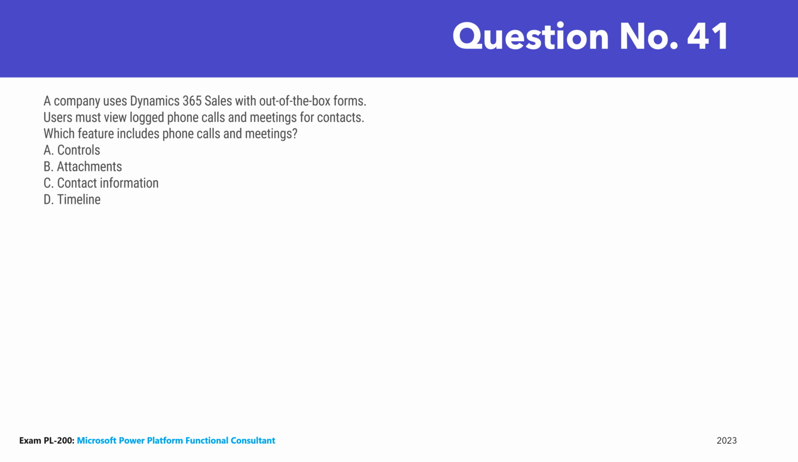A company uses Dynamics 365 Sales with out-of-the-box forms. Users must view logged phone calls and meetings for contacts. Which feature includes phone calls and meetings? A. Controls. B. Attachments. C. Contact information. D. Timeline. Correct answer, D.